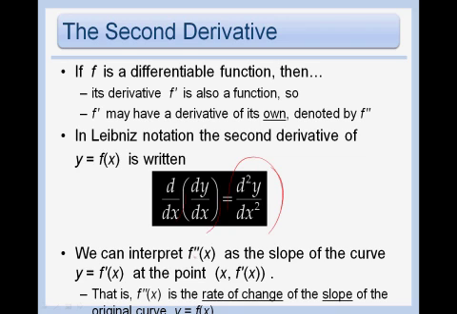We can interpret f prime prime as the rate of change of the rate of change, right? Because f prime is just a rate of change, and so its derivative is the rate of change of the rate of change. In other words, the rate of change of the slope of the original function.